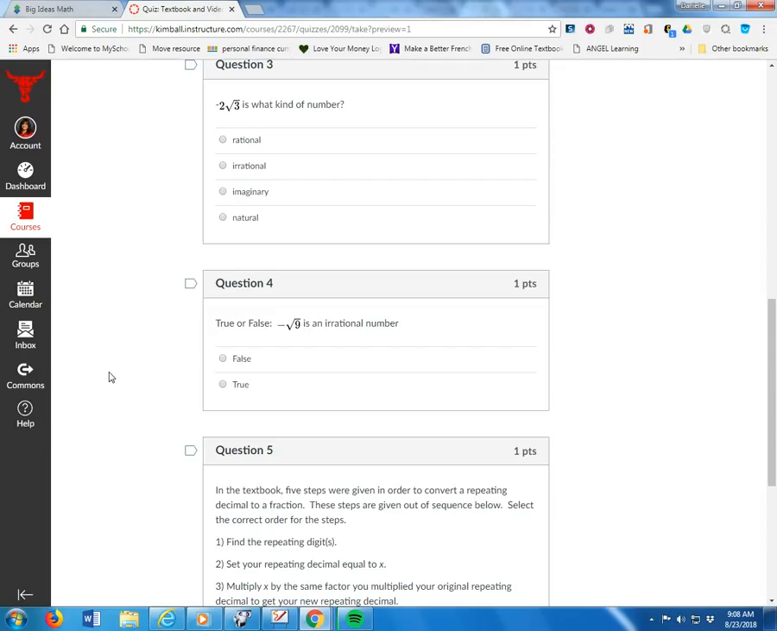True or false? Negative square root of 9 is an irrational number. False, because it's actually equal to negative 3. Square root of 9 is 3. So it is not irrational.